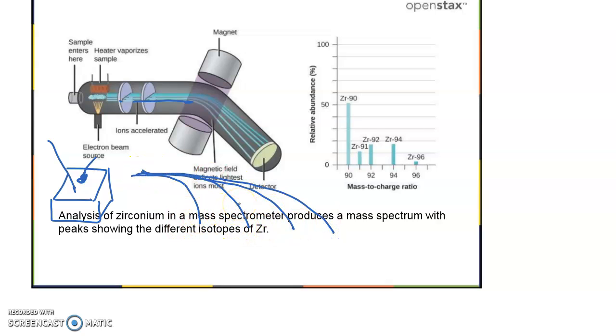Let's say the heavier one, where should the heavier one go? The heavier one is going to go over here. The lighter one is going to go further. Okay, so that is how it is detected.